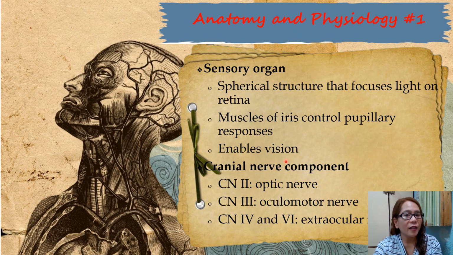There are nerves that are responsible for the function of your eyes. We have the cranial nerve number 2, or your optic nerve. This is responsible for visual acuity. So mamaya, i-check natin paano mag-check ng visual acuity for near vision and far vision.